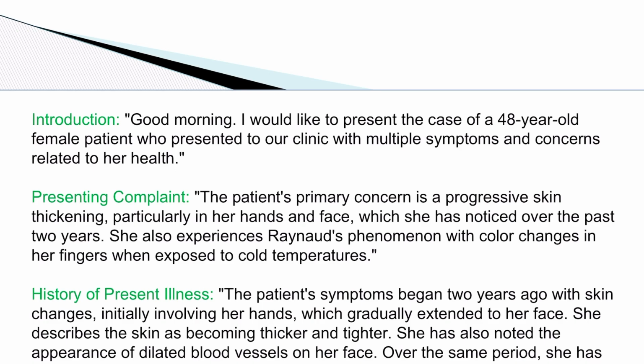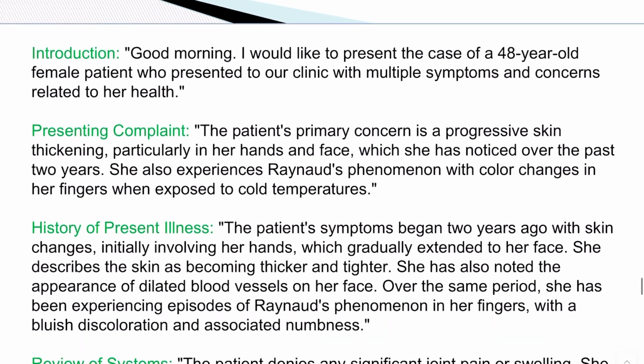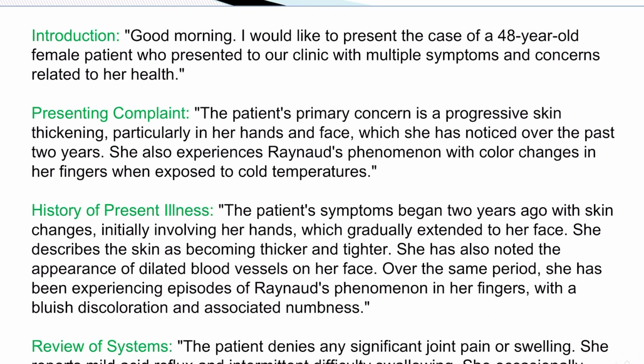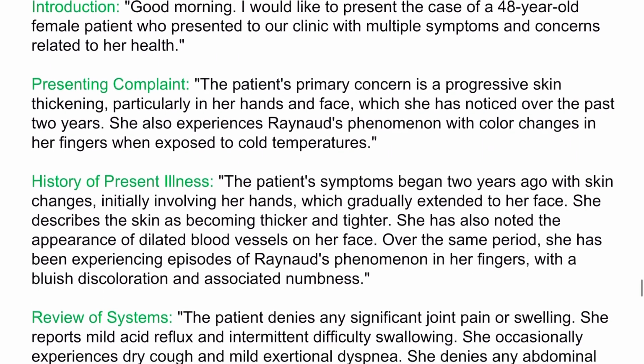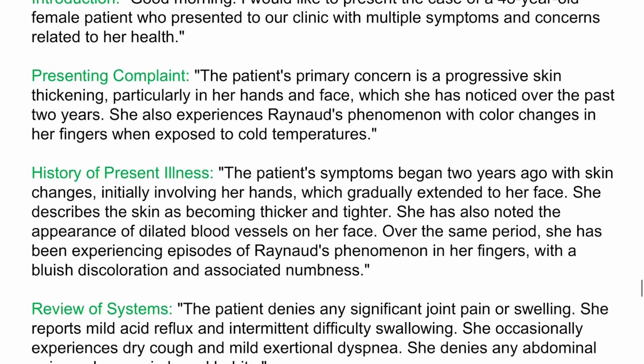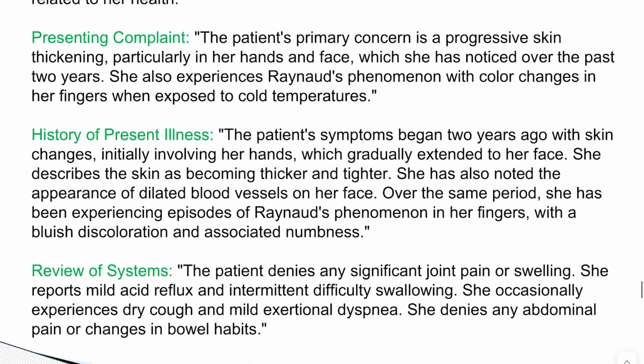Then you're going to start with the presenting complaint. The patient's primary concern is progressive skin thickening, particularly in her hands and face, which she has noticed over the past 2 years. She also experienced Raynaud's phenomena with color changes in her fingers when exposed to cold temperature. Then you will move on to give some details about the history of present illness.